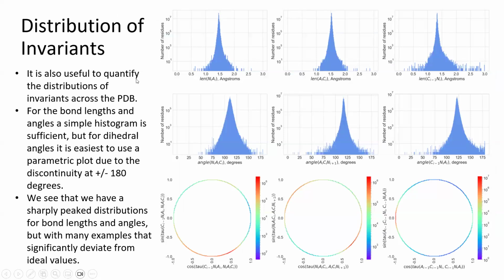We can also look at the distribution of the various invariant values. Here we've got simple histograms for length and the various angles, and the dihedral angles are plotted in circular parametric plots, where red indicates higher concentration. The x-axis in this direction is an angle of 0, and we increase the angle as we go around.